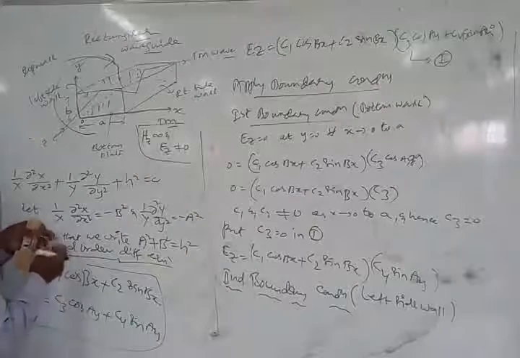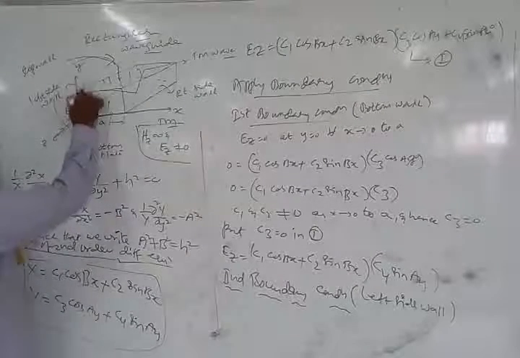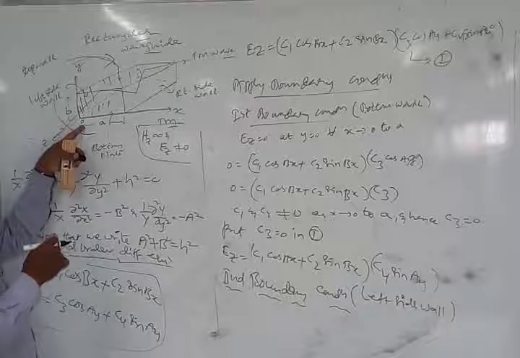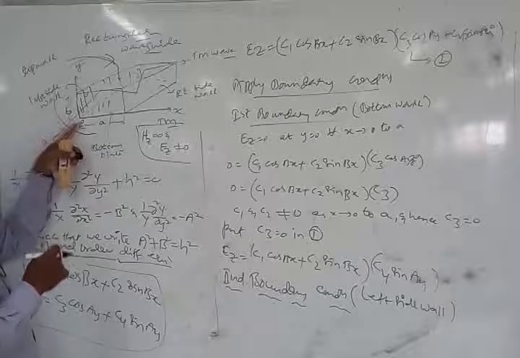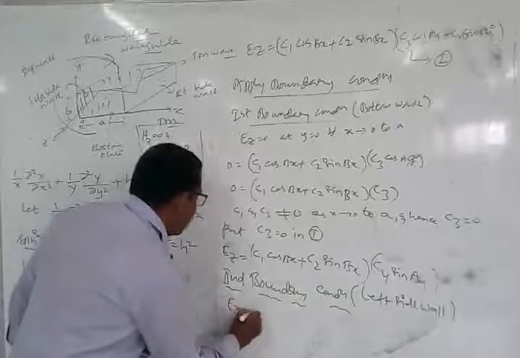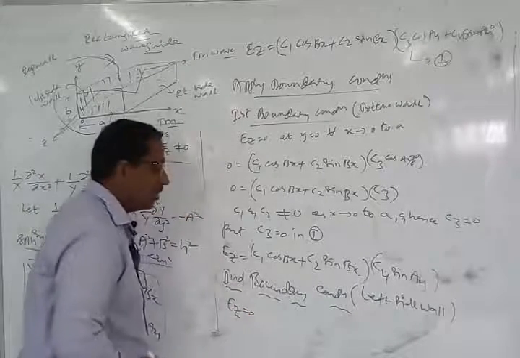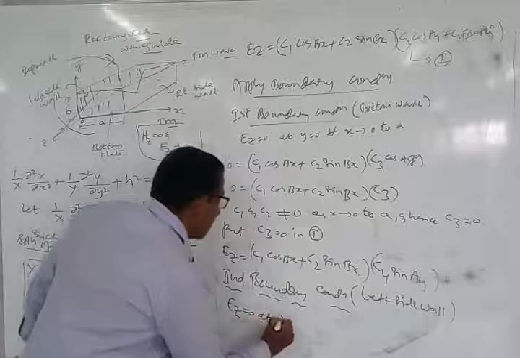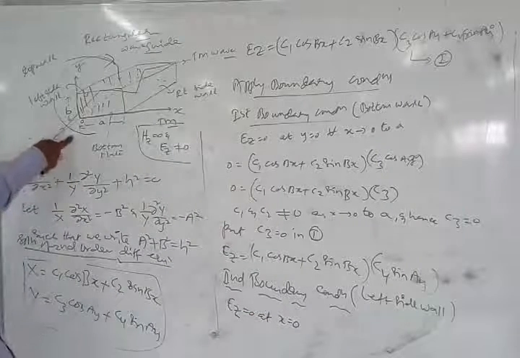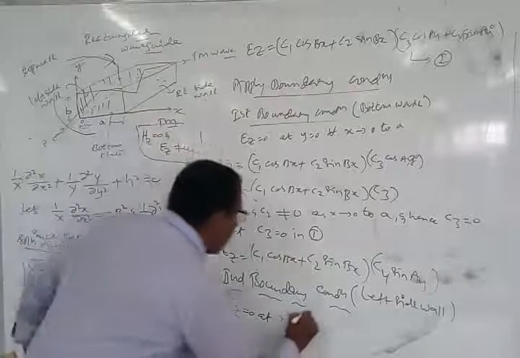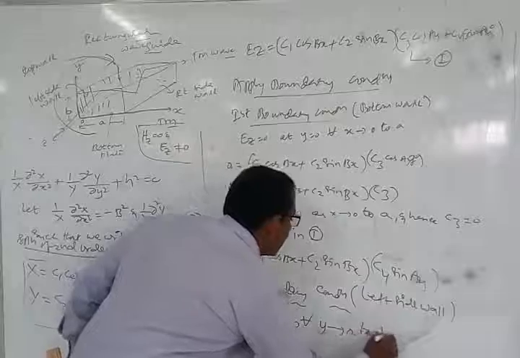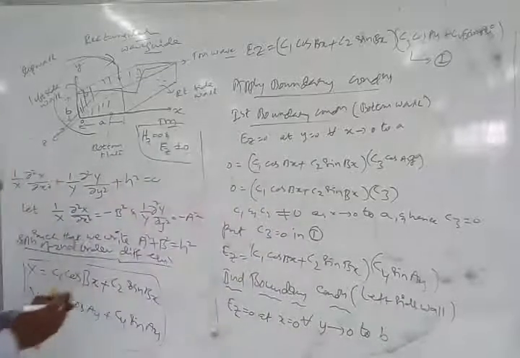See here, this wall is at x equal to 0, and y takes values from 0 to b. That means the Ez component should be equal to 0 at x equal to 0, for all y from 0 to b. So that is the equation that we have to compute now.